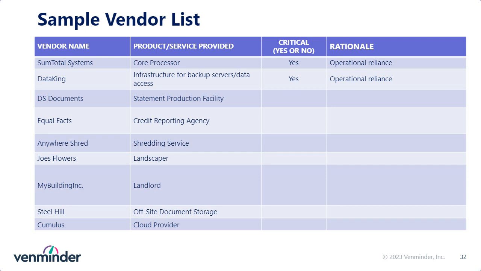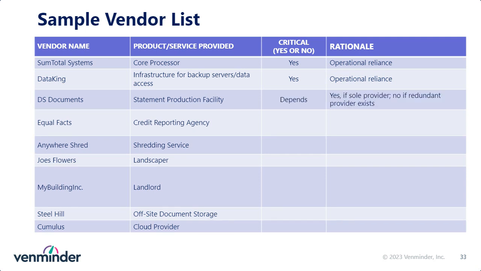Now let's talk about DS documents. They're a statement production facility. Now, like I mentioned earlier, there are a lot of people who choose not to get their statements delivered electronically, which means that they are entitled to get that paper statement. A lot of times that's within 28 days in the financial services industry. And whether they're critical or not would depend on a few things.